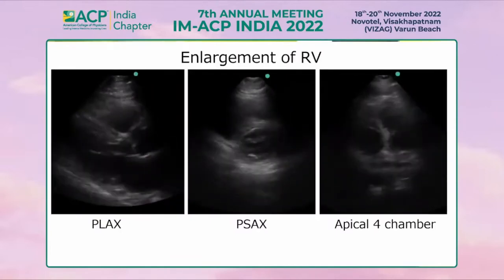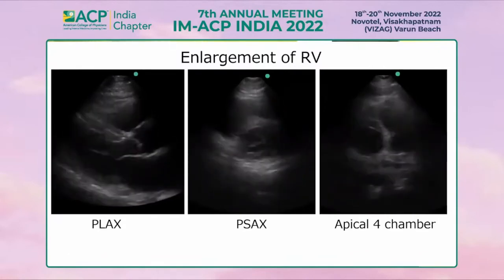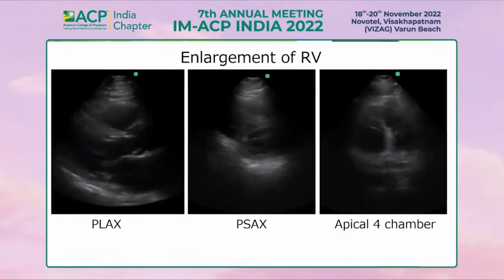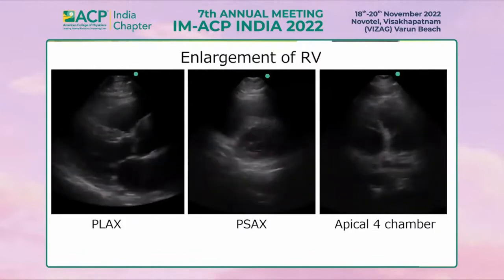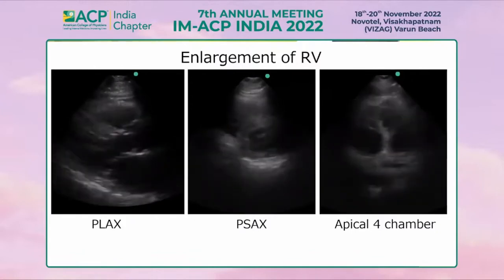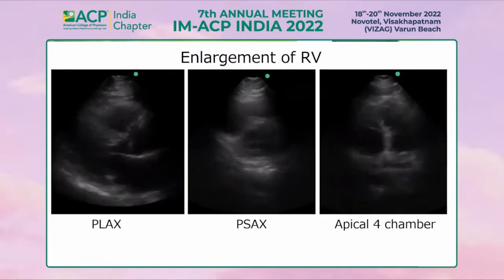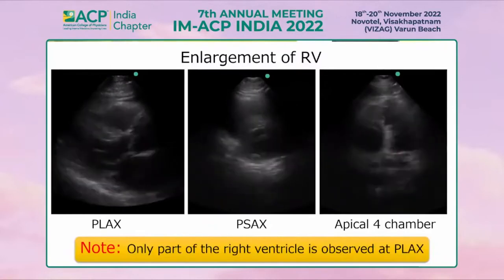These three views are POCUS, PSAX, and apical four-chamber view. All of them are from the same pulmonary embolism case. As you may have noticed, the RV dilatation is not clear in POCUS. In PSAX and apical four-chamber view, the RV is enlarged beyond the LV.